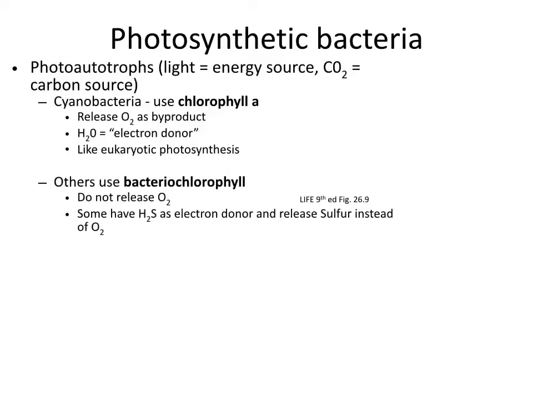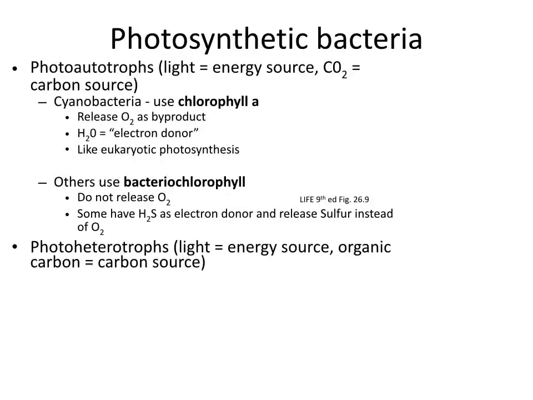There are other photosynthetic bacteria which use bacterial chlorophyll. It's different in that it does not release oxygen. So some of them use, instead of water, hydrogen sulfide as an electron donor, and they release sulfur instead of oxygen. So it's kind of an analogous chemistry there. So even within photosynthetic bacteria, there's diversity in the chlorophyll that's used. There's diversity in the actual chemistry of the process.